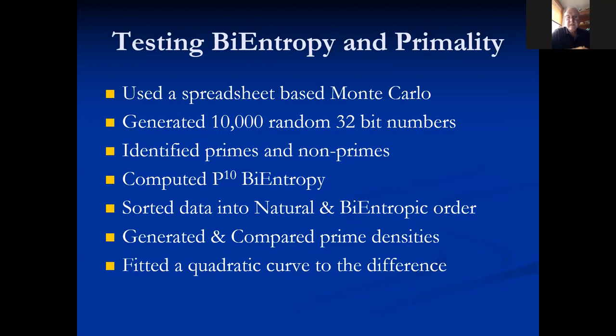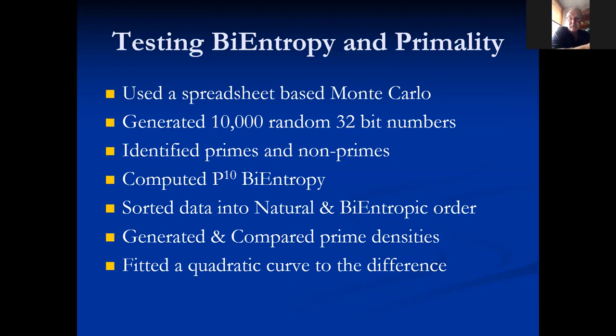So I decided to go and do a spreadsheet-based Monte Carlo, and I generated a 10,000 sample of 32-bit binary numbers. And using an almost comical simple trial division process, I determined whether or not each of those 32-bit numbers was prime or not prime. And I computed what I call the P10 bioentropy, where I take the 10th power of the Shannon entropy.